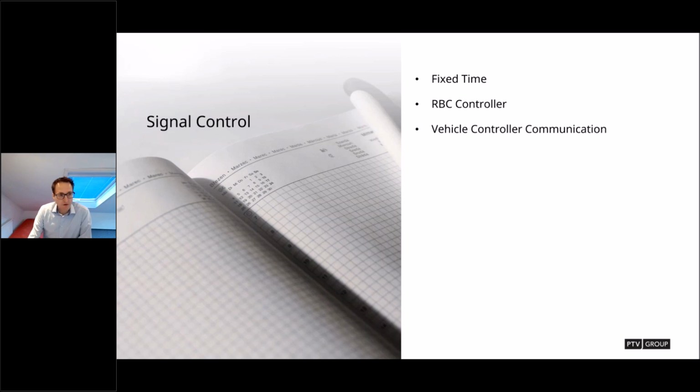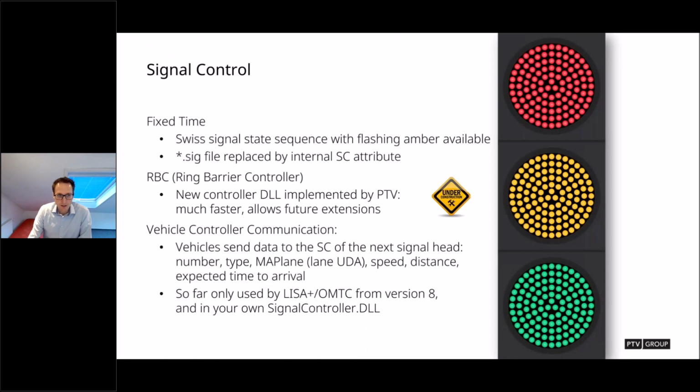Good. So far with pedestrian simulation, we come to signal control. In signal control, there's a new signal state sequence, which is flashing amber. It's in Switzerland. I'm not so familiar with the UK. If you use that, probably not so much. Otherwise, we would have heard it. It's available now.